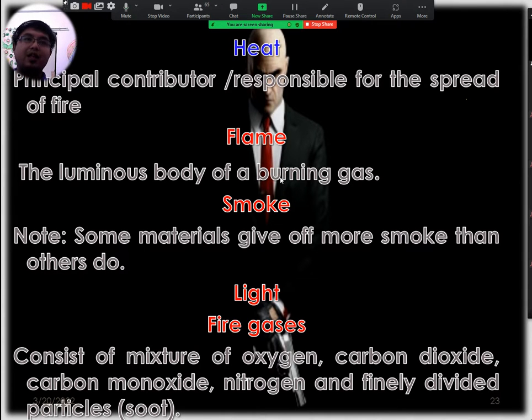Thus, sabi nga natin, this is the principal contributor that is responsible for the spread of fire. That's why, by and by, just like what I have mentioned a while ago, we will discuss the manner of heat transfer. How do we transfer heat? Paano lumilipat ang init?